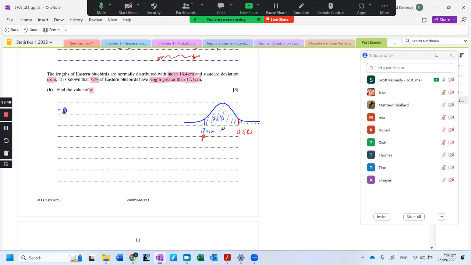So now we can write our Z formula out. Negative 0.583 equals 17.1, subtract our mean, which is 18.4, and then pop that over our sigma, and we rearrange the formula to find sigma. Now, when I do that, I got 2.23 to 3 significant figures.